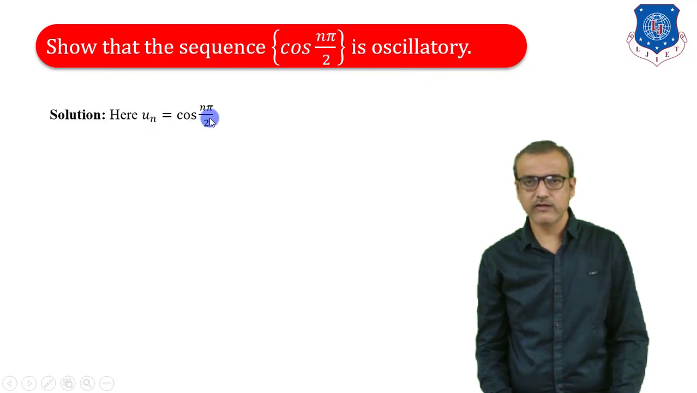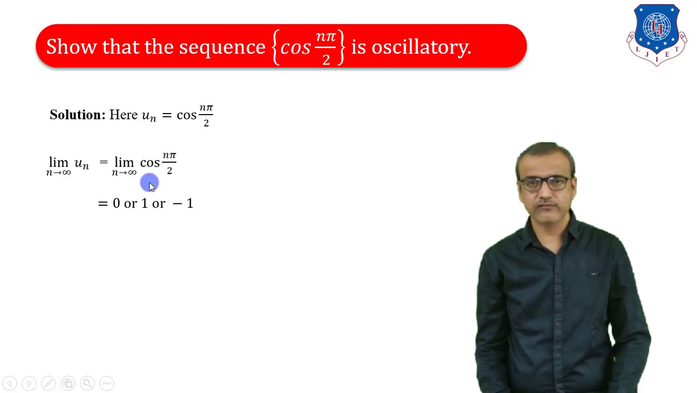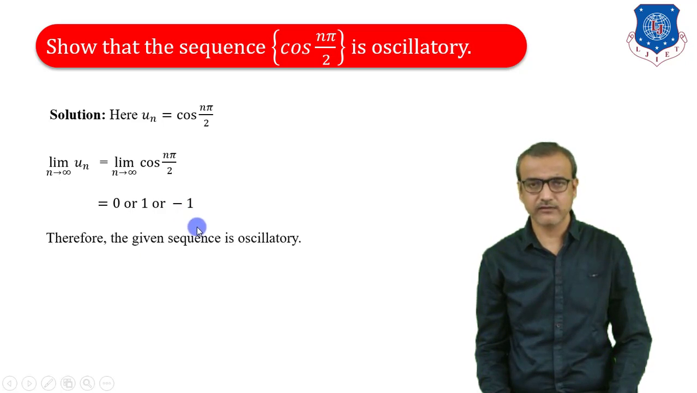So here un is cos(n pi by 2). Now we will find its limit: limit as n tends to infinity of un equals limit as n tends to infinity of cos(n pi by 2). Here you will get the values of cos(n pi by 2) as n tends to infinity as 0, 1 or minus 1. So here we are not getting a unique limit, right? Hence we can say that this sequence is oscillatory. Therefore the given sequence is oscillatory.